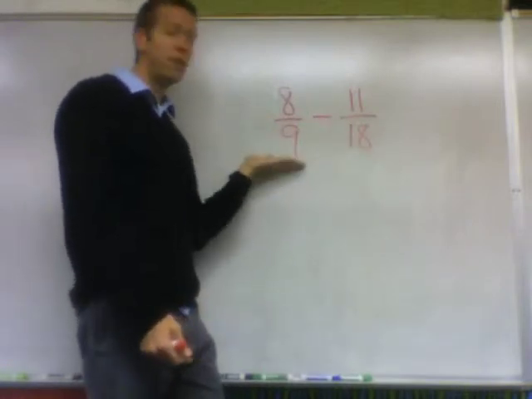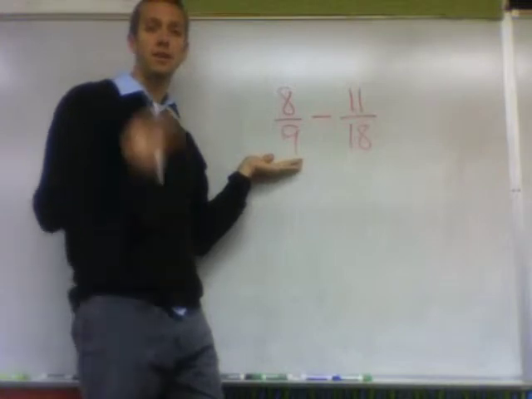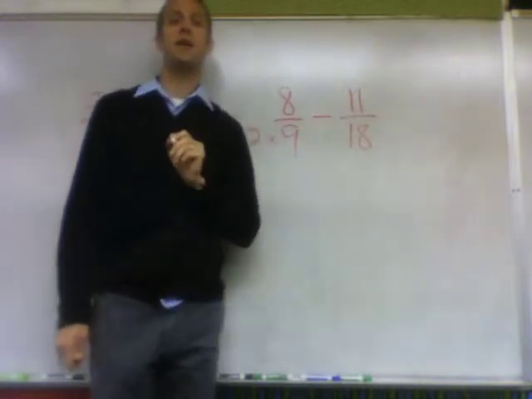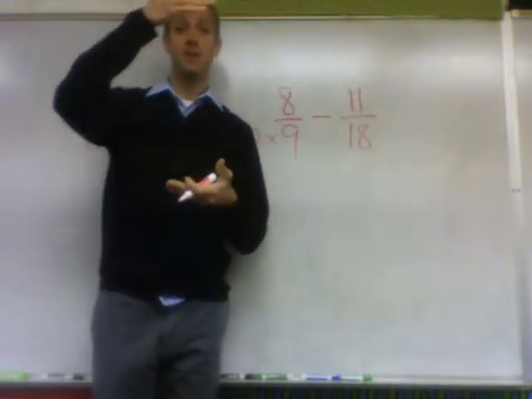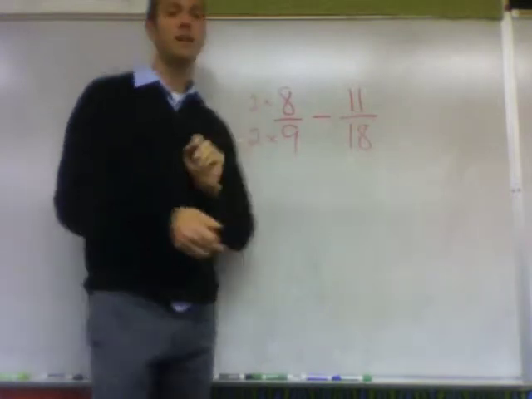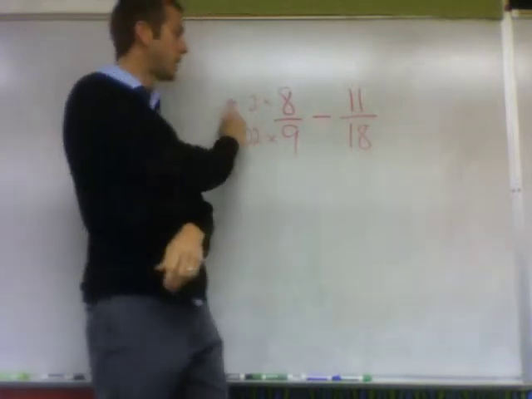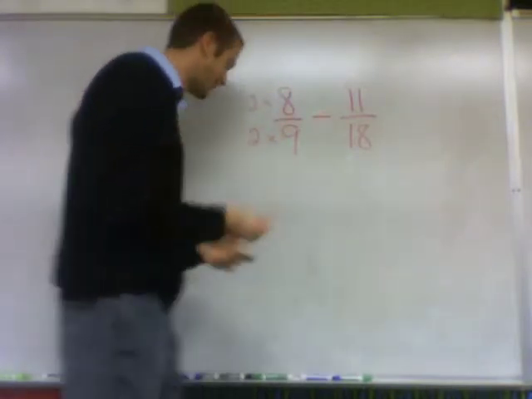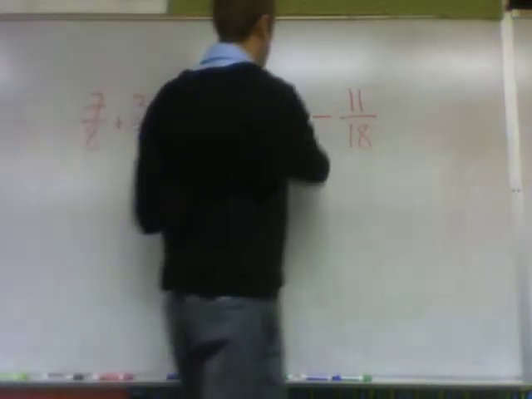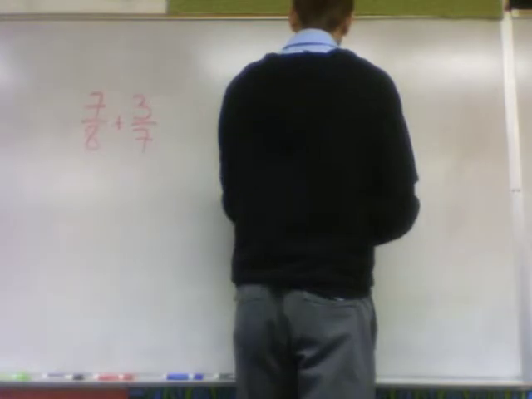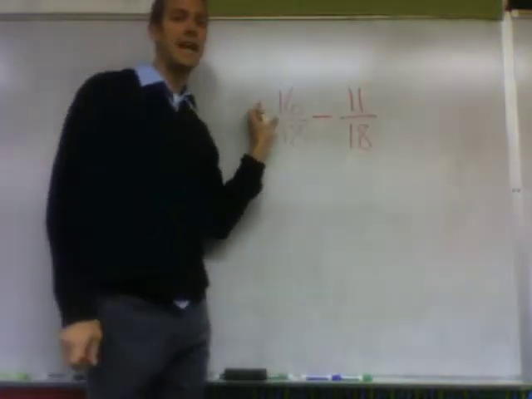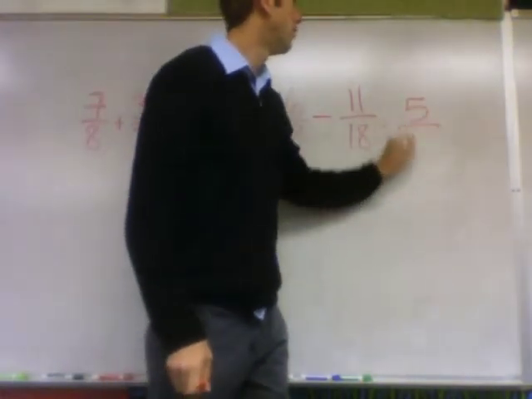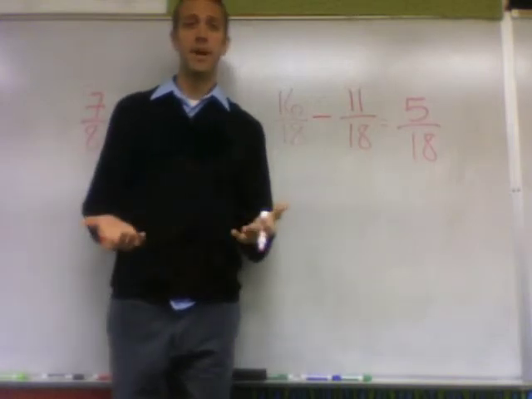Leave that one alone. How many 9s does it take to make 18? 2, right? Therefore, you're going to multiply 2 times the denominator. Whatever you do to the bottom, you have to do to the top, right? If you're going to make things equivalent, you have to also multiply the numerator. So 2 times 8 is 16, and 2 times 9 is 18. So let's rewrite our fraction as 16/18. So now I have 16/18 minus 11/18. That leaves me with 5/18, and I'm done, right?